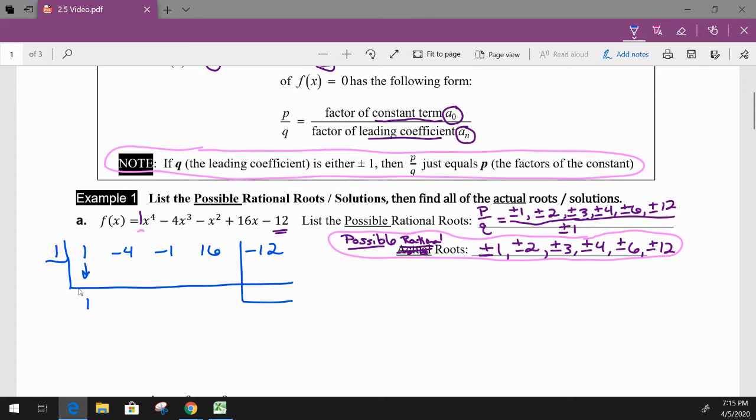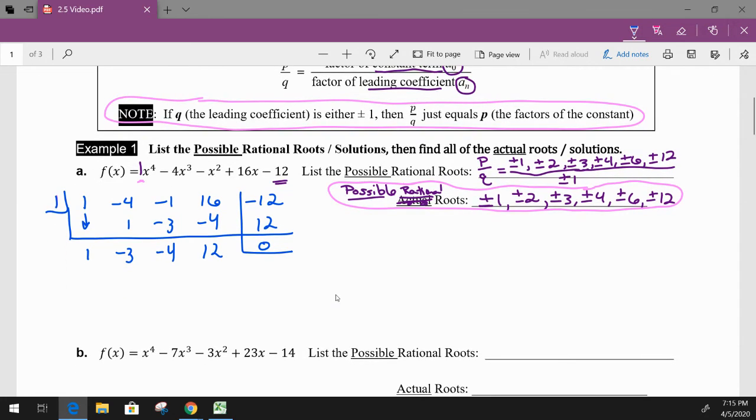So bring down your 1, then multiply, add, multiply, add, multiply, add, multiply, add, and we get a remainder of 0. So what that means is that 1 is an actual solution. So x equals 1 is the solution. Well, where does that 1 come from? What kind of a factor would we have in this polynomial that would give us a solution of 1? It comes from a factor of x minus 1.